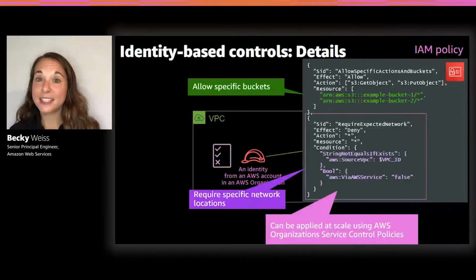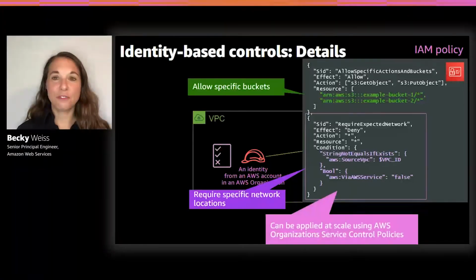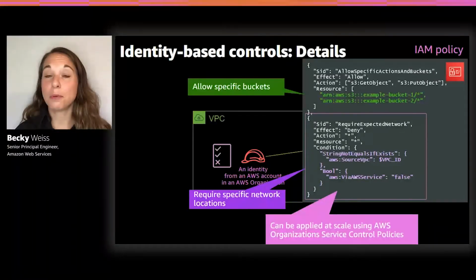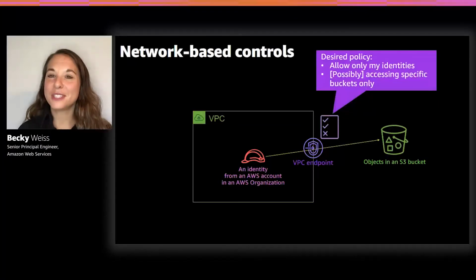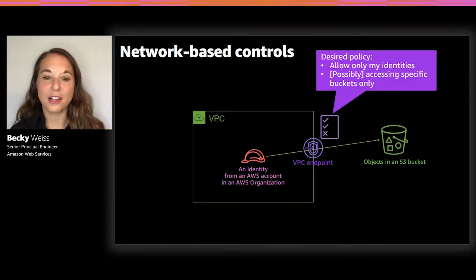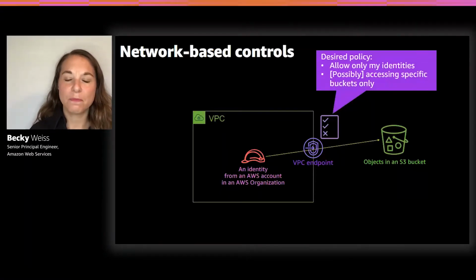But that deny statement, if you want to scale that out, you want to say for all of my identities in this account, in this organization unit, in this organization, I want them to operate only from this network or from a given set of networks. Well, that's how you scale it out. You use your organization as your identity boundary to create a policy like that, a service control policy.